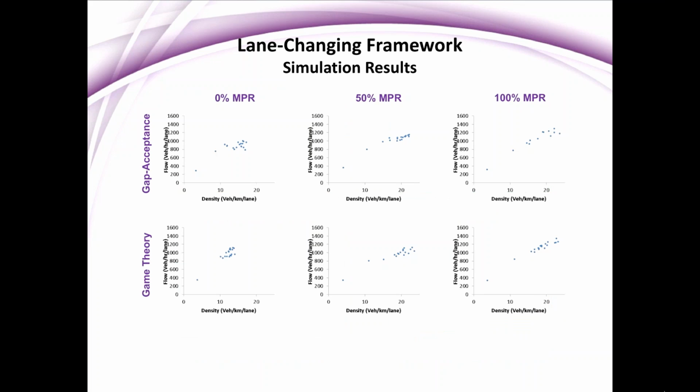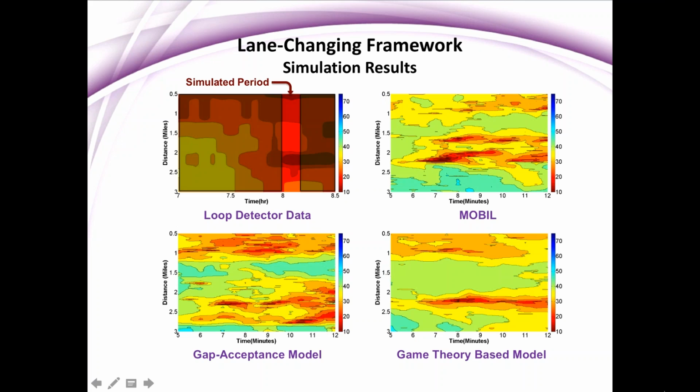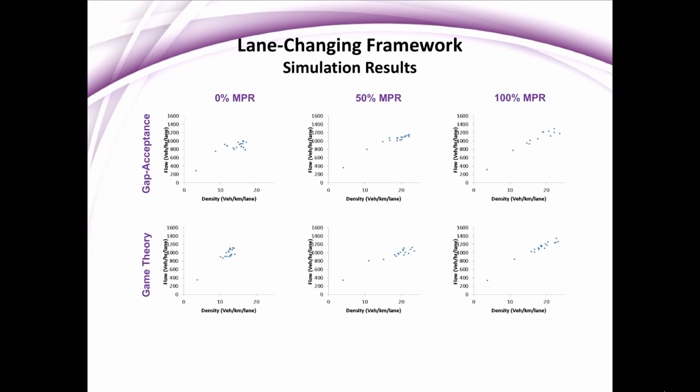The next thing we studied was the effect of the market penetration rate of connected vehicles, to see if the system works and if its findings are in agreement with what we expect to see. At 0%, we just saw the result for the speed profile. There's more scatter with the gap acceptance model compared to the game theory model, and that's what we expected here. So more congestion compared to less congestion, and that is important to observe. So at 0%, we already knew that the game theory-based model is performing better.